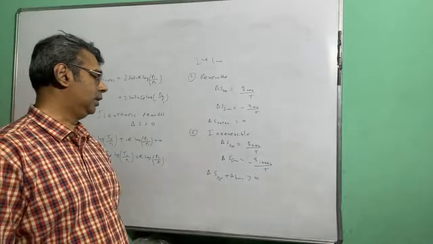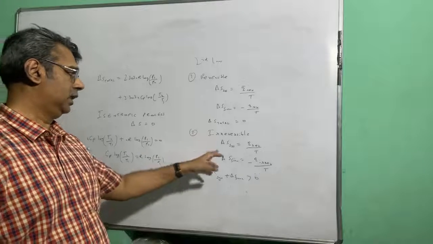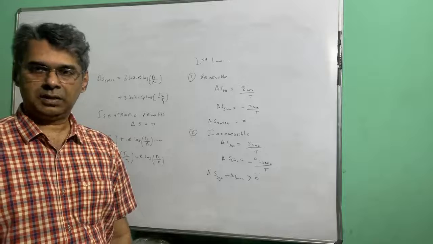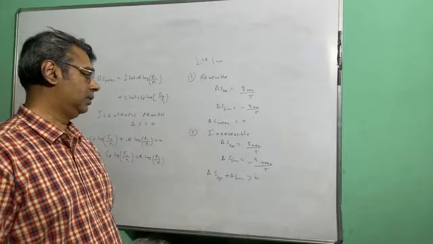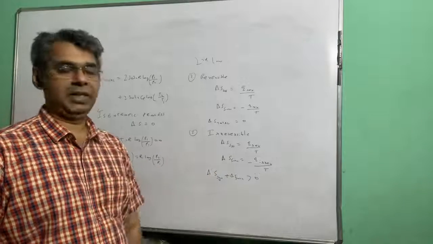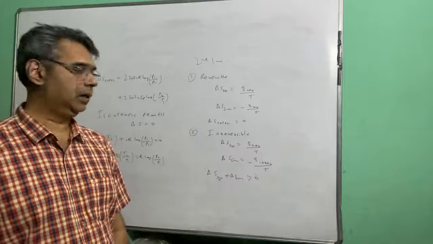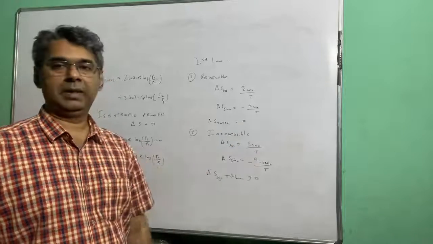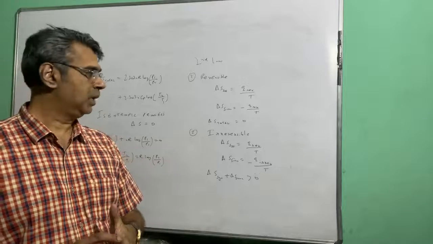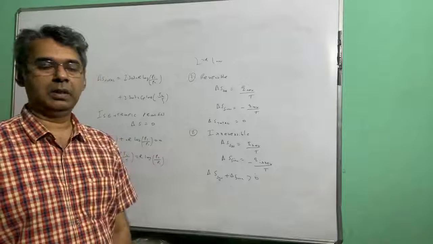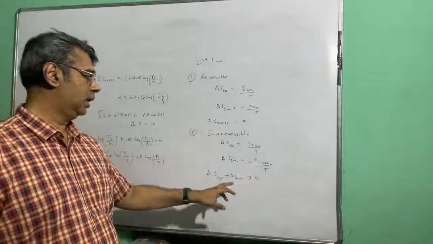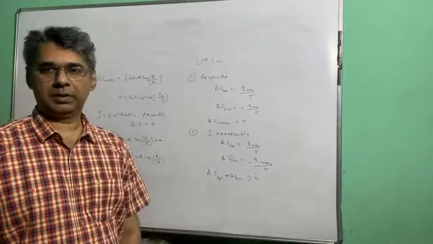In case of an irreversible process, the change in entropy of the system will be the same, because that is the definition, reversible heat supplied by temperature. But the change in entropy of the surrounding will not be minus Q_rev by temperature, it will be minus Q irreversible by temperature. Because the process is irreversible, for the surrounding it will not be minus Q_rev, it will be this. Now the total of these two will be positive.